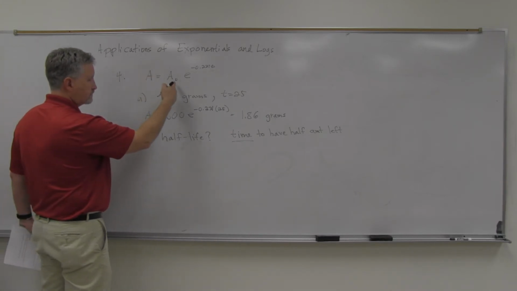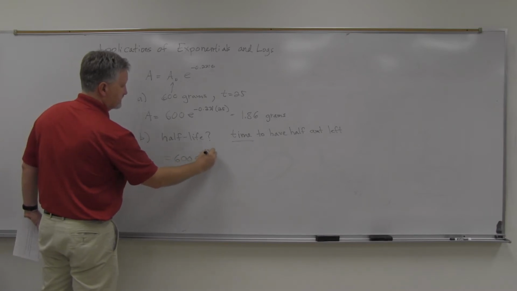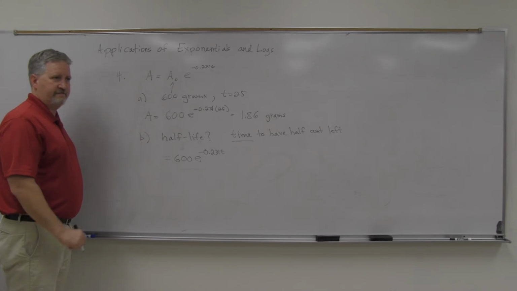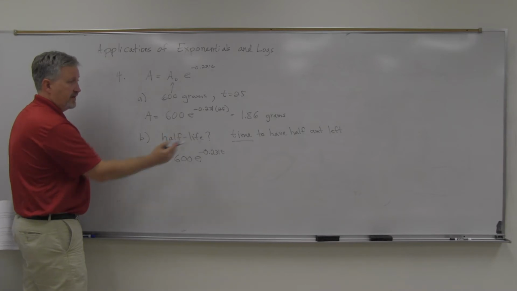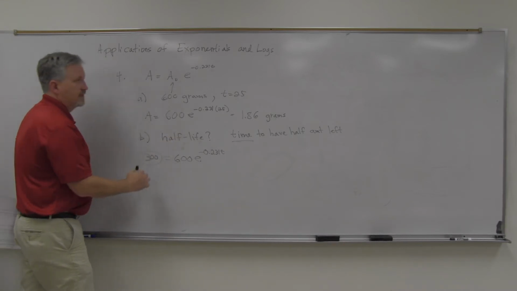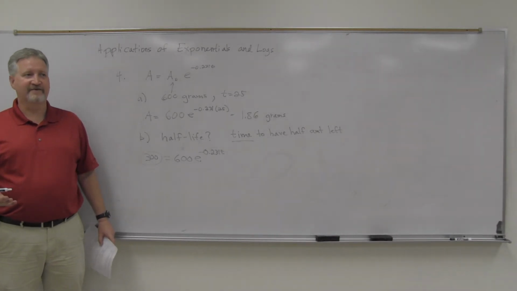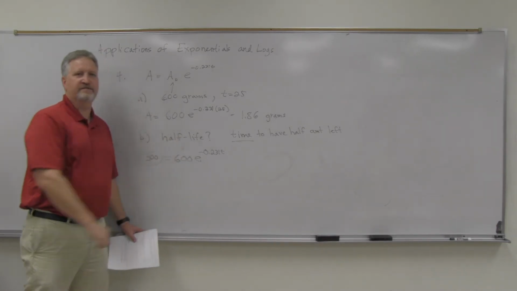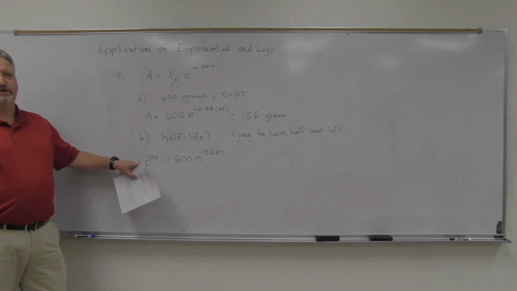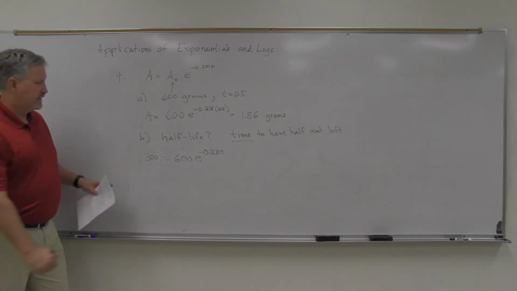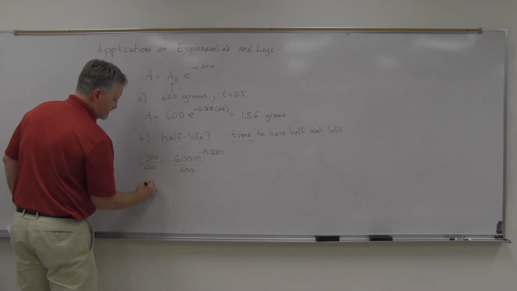Well, if I use the 600, what I'm trying to figure out here is the t, the time it takes to halve that amount. So what's my future amount? It'd be 300. In the previous problem we had, what's the time to double? Well, this is the time to half. That's what half-life means. So if I start with 600, I want 300 to be the future amount. With me? So then we divide by 600. 300 divided by 600, of course, is 0.5.